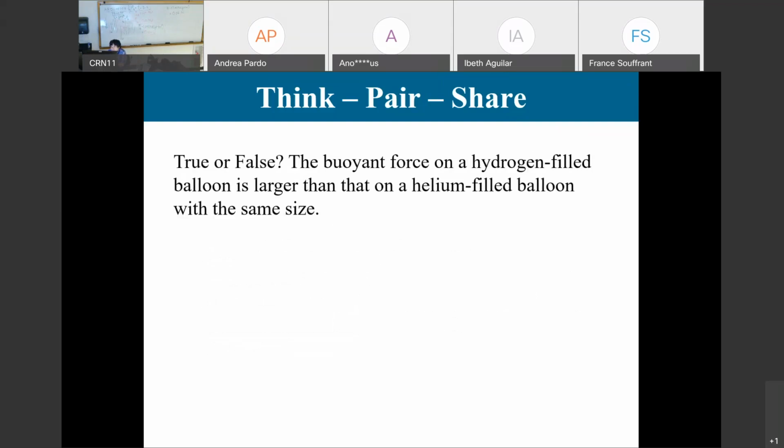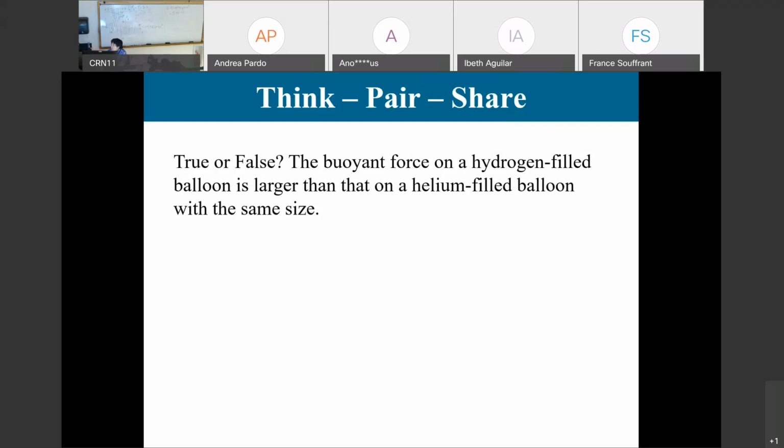The buoyant force on a hydrogen-filled balloon is larger than that on a helium-filled balloon. The buoyant force, the buoyancy, is greater in helium than in hydrogen? No. Why? Because the buoyancy depends on what? On the fluid, not on the elements. And what's the fluid? Air.